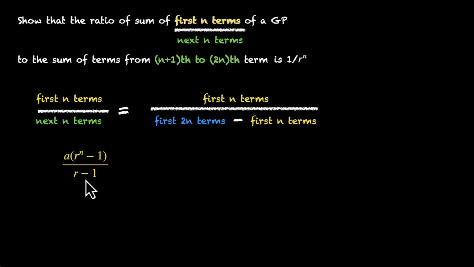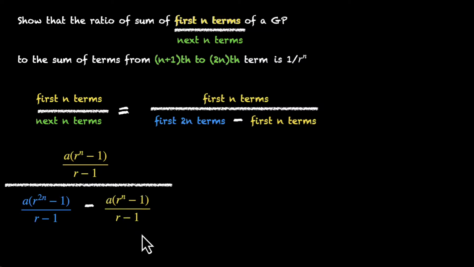Sum of first n terms, that's a times r to the power n minus 1 by r minus 1, and that divided by the first 2n terms. Now for 2n, we'll just replace n by 2n. We have a times r to the power 2n minus 1 by r minus 1 subtracted by this same thing. This is what we have.